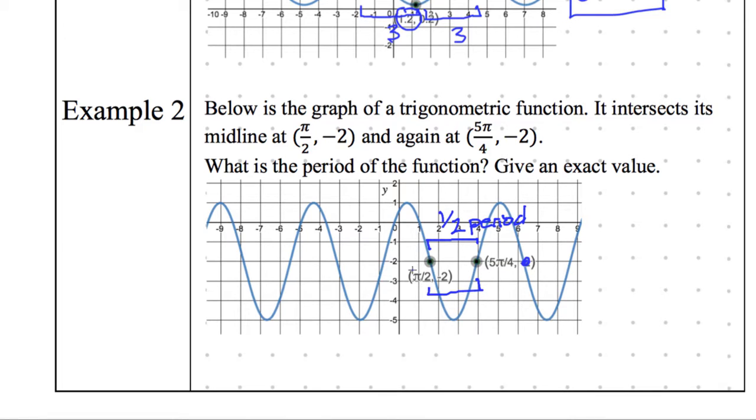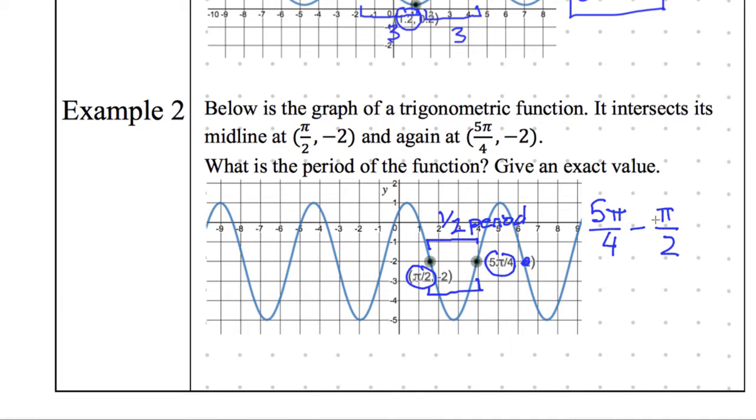We went from pi over 2 in the x-coordinate to 5 pi over 4. So I have to say, okay, well, 5 pi over 4, I have to subtract pi over 2. How long is this distance? Just subtract the rightmost point from the leftmost point. How far is that? Oh, gosh, we have to have common denominators. Oh, gosh, fractions. How do I get those fractions to have common denominators?